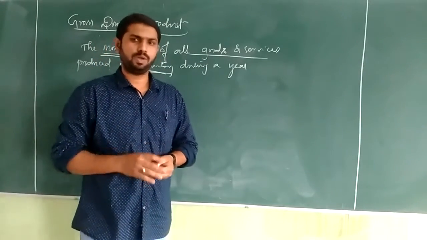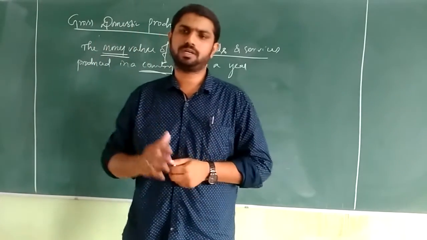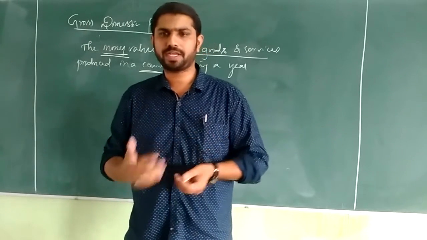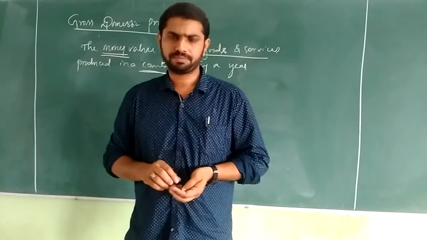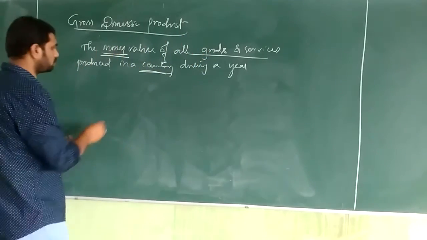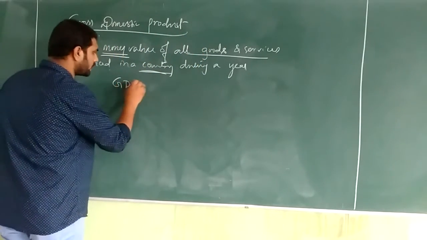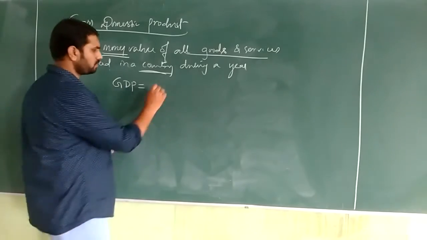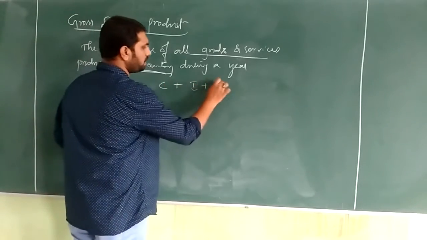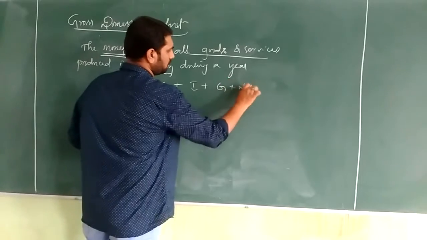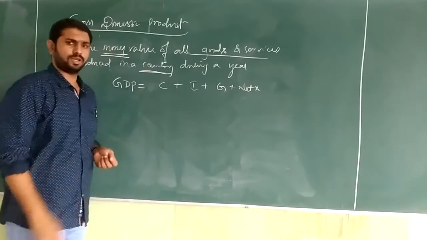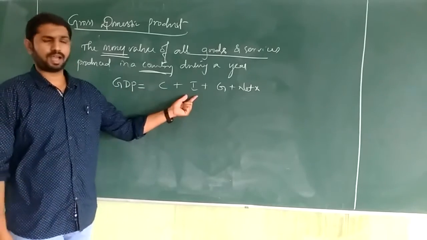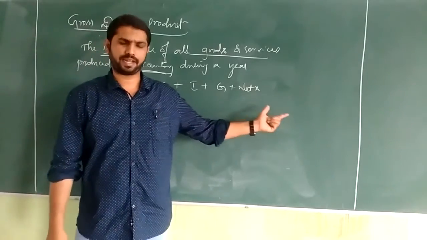Then the other thing we can express through the formula, because all the macroeconomic identities we have to express through a formula. The formula is very simple, which you have already come across under the expenditure method. Then that is called GDP equals C plus I plus G plus net X. So once again, GDP equals C plus I plus G plus net X.